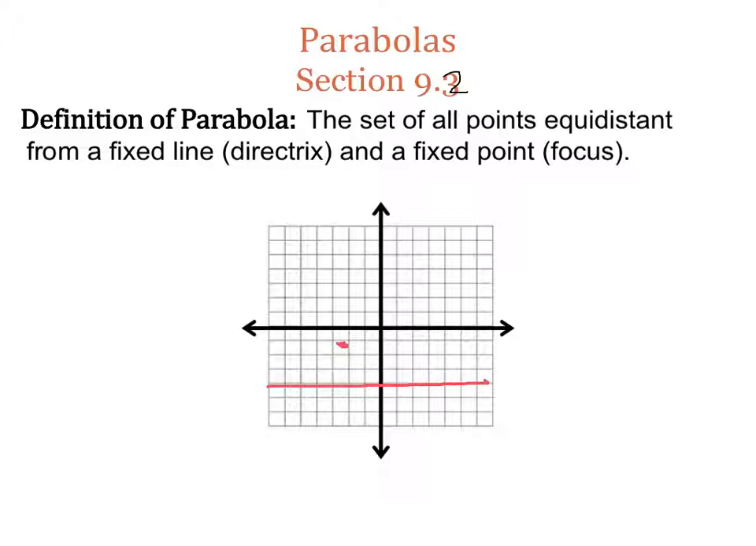Now what we're looking for are all of the points that are equidistant from a fixed line. So between this and this is going to be the vertex of your parabola. So put a dot there halfway between, because by definition it fits that. So we're going to draw a parabola.